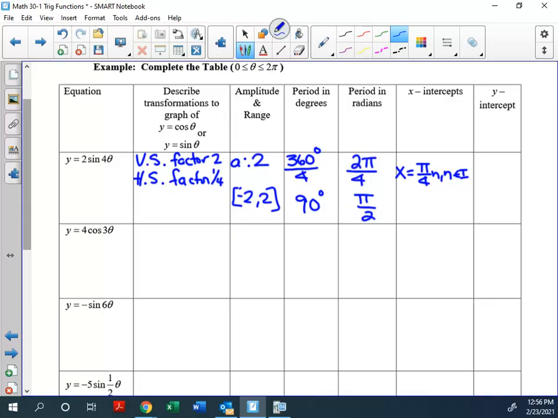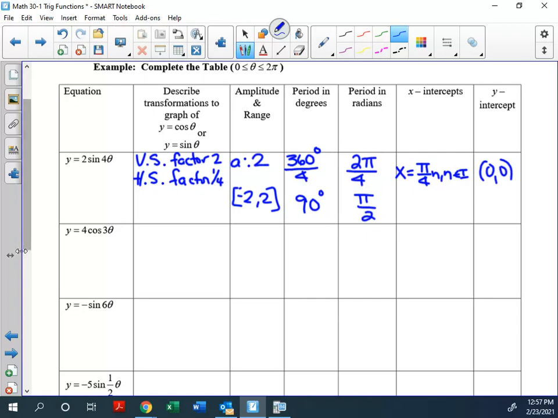The y-intercept? Well, sine starts at the origin. So is it affected by any stretches at all? So it stays at 0, 0. Stretches are nice. They're fairly straightforward. They're nice and easy. Are we okay with this? This is normally the stumbling block right here.